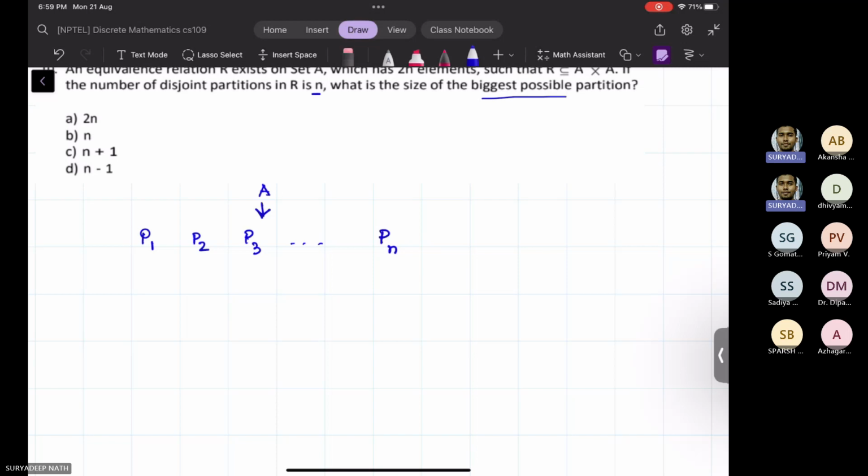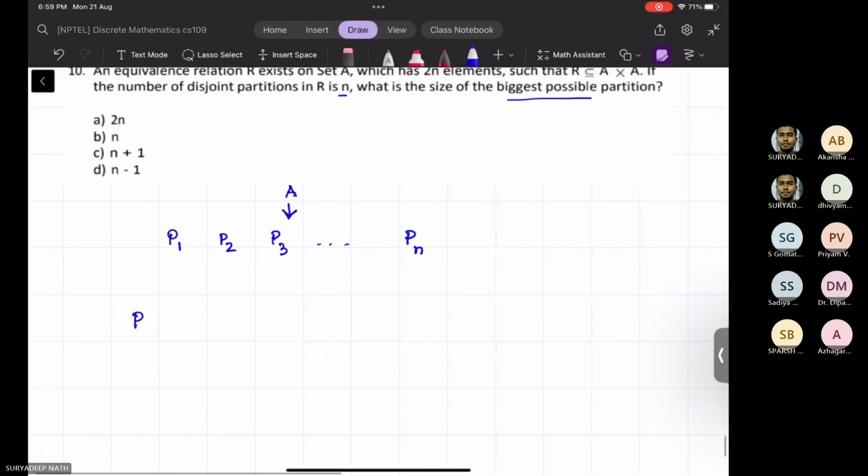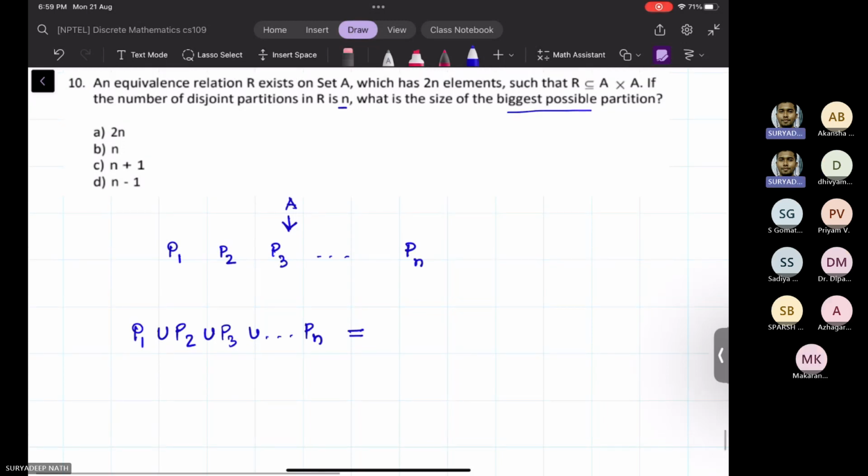If an equivalence relationship exists, what is P1 union P2 union P3 union up to Pn? What do you think this is? What is the union of all the partitions? Can anyone take a guess? Right. It is the set A itself. So there is nothing outside the union of these partitions. Everything is contained within the union itself.